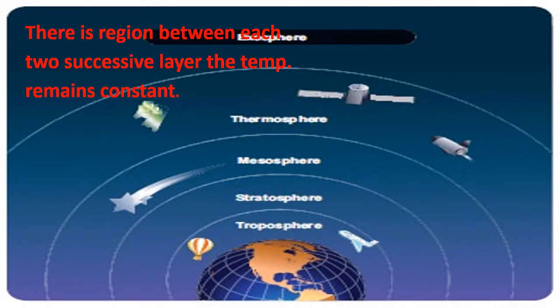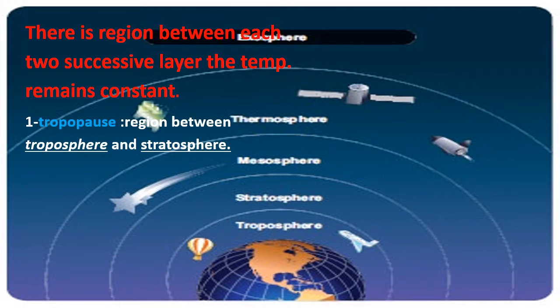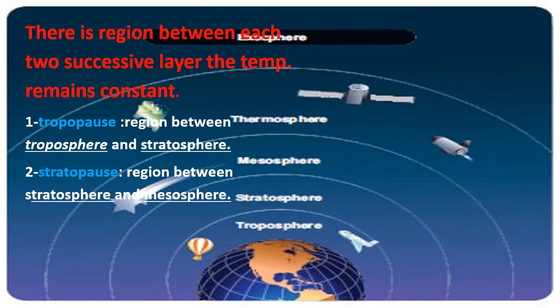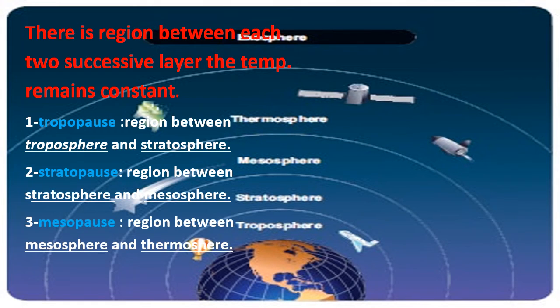There are regions between one layer and another. As we said before, we have four layers: troposphere, stratosphere, mesosphere, thermosphere. The tropopause is the region between the troposphere and the stratosphere. The stratopause is the region between the stratosphere and the mesosphere. The mesopause is the region between the mesosphere and the layer above.